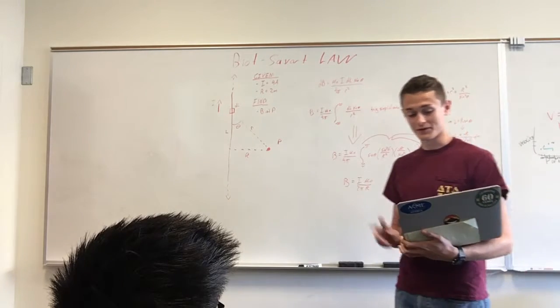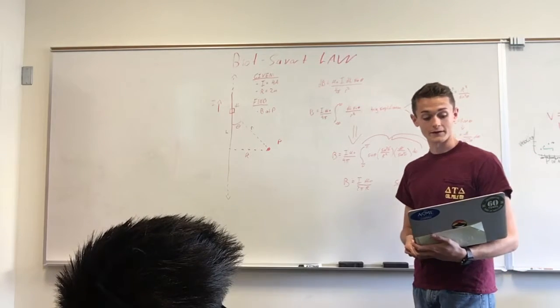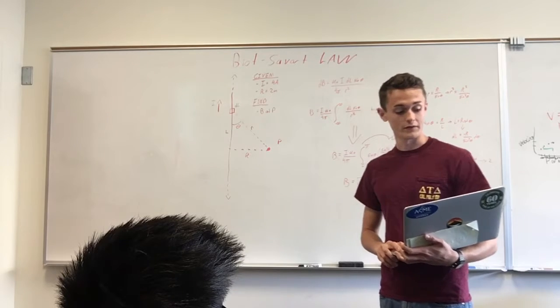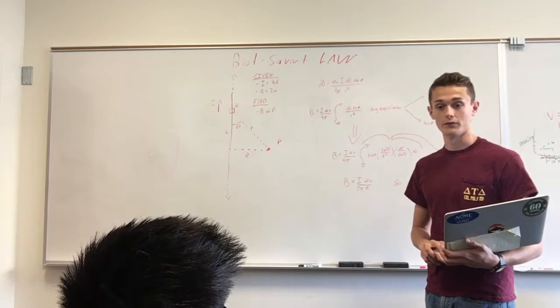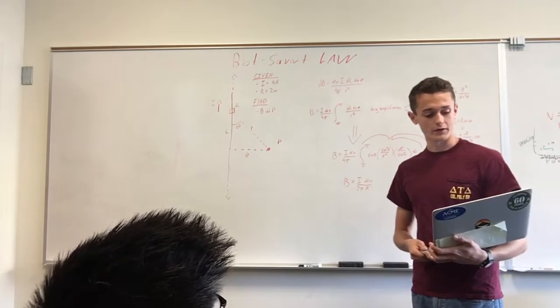Biot and Savart, two people, conducted experiments on the force exerted by an electric current on a nearby magnet. And they arrived at the mathematical expression that gives the magnetic field at some point in space due to a current. Okay, so what is the Biot-Savart law?